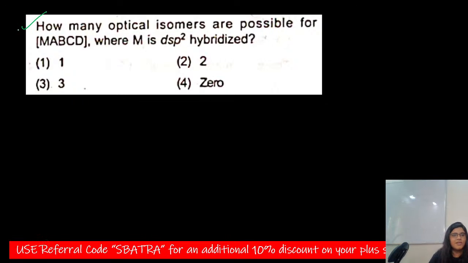This is your next question. How many optical isomers are possible for this complex, where M is dsp2 hybridized?